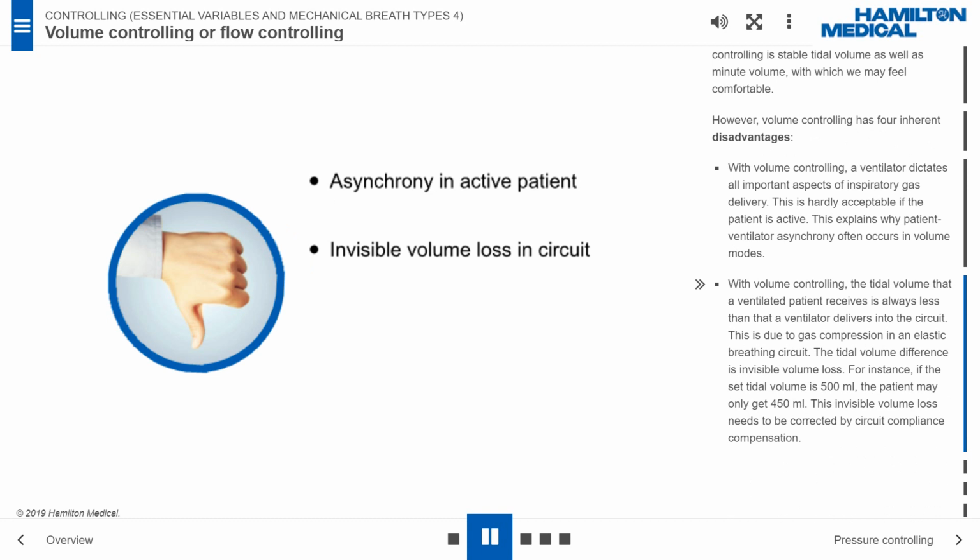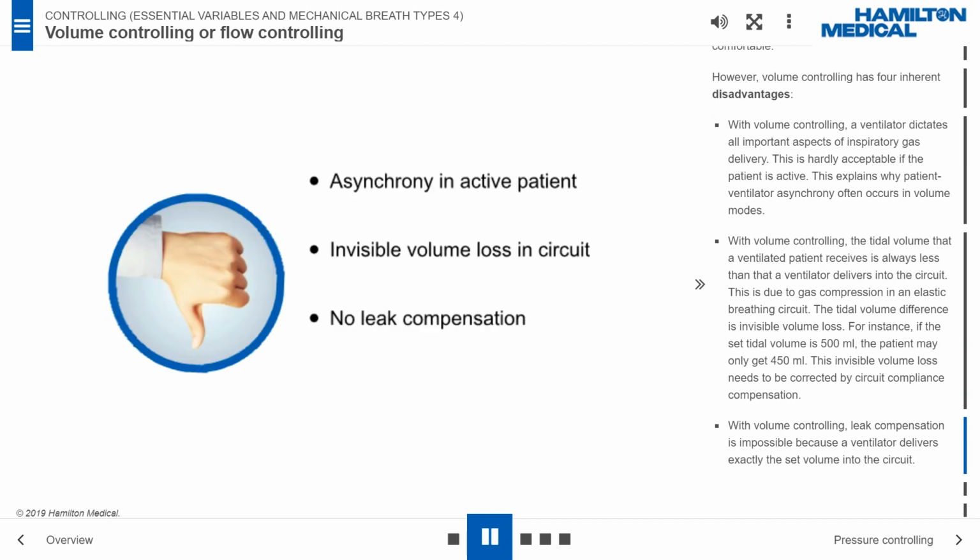With volume controlling, the tidal volume that a ventilated patient receives is always less than that a ventilator delivers into the circuit. This is due to gas compression in an elastic breathing circuit. The tidal volume difference is invisible volume loss. For instance, if the set tidal volume is 500 milliliters, the patient may only get 450 milliliters. This invisible volume loss needs to be corrected by circuit compliance compensation.